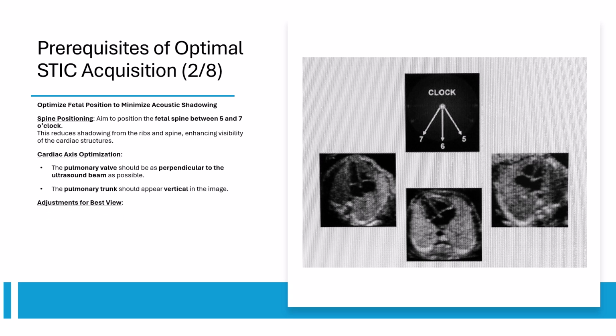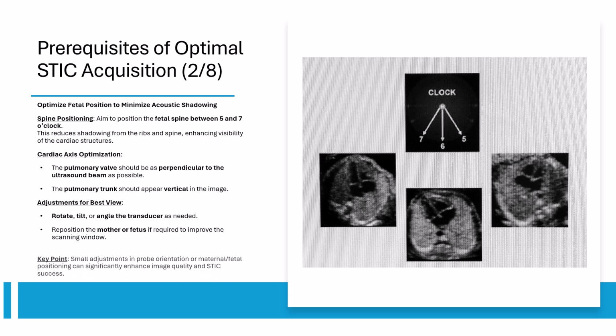To achieve this, adjust the transducer by rotating, tilting, or angling as necessary. Additionally, repositioning the mother or fetus may be required to improve the scanning window. Remember, even small adjustments in probe orientation or fetal and maternal positioning can have a significant impact on image quality and the success of STIC acquisition.